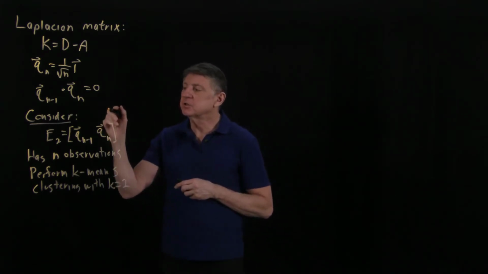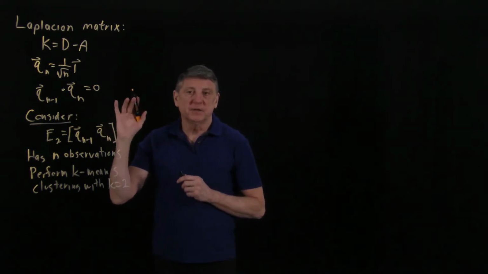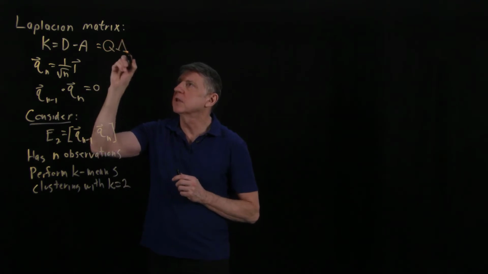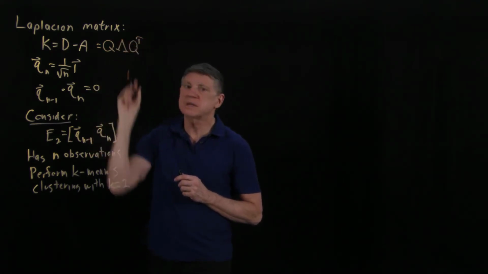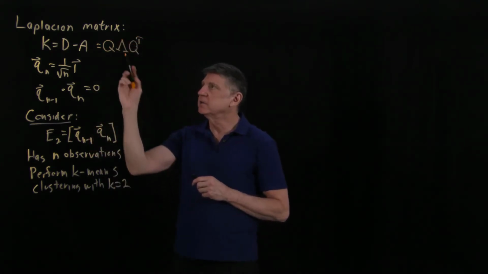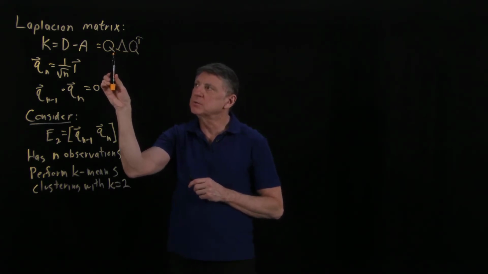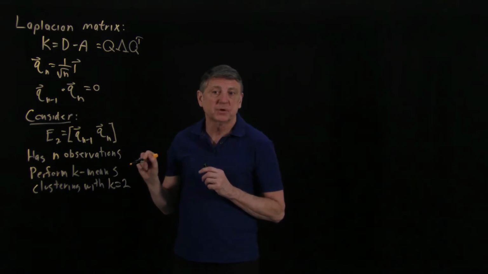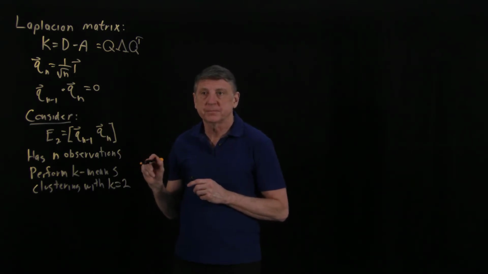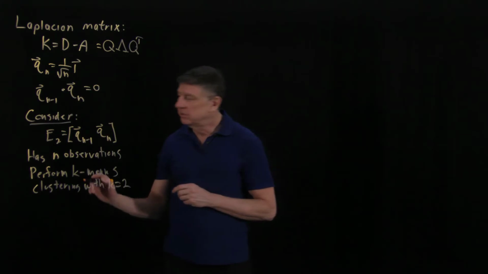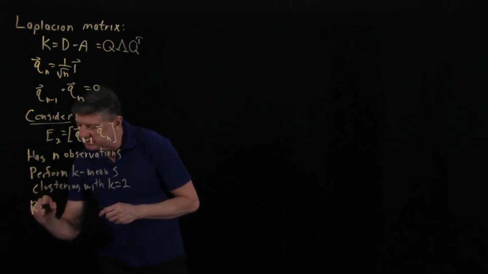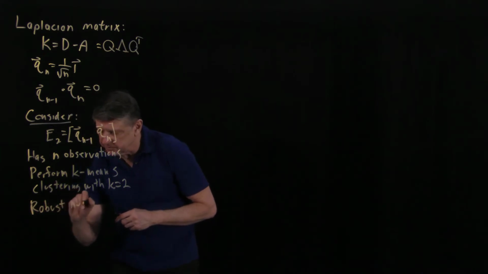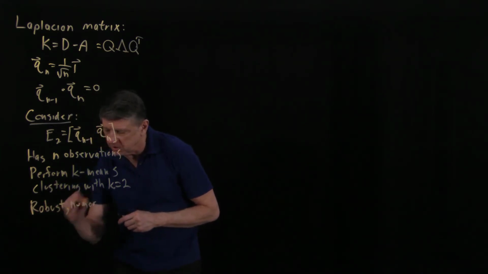Now, strictly speaking, we don't even need to have this, but for notational convenience, I'll say, so what we've done is we've done the spectral decomposition, so that will be Q times lambda times Q transpose, and we've taken the last two columns of this, and now we're going to treat it as though it's a data matrix, and we can perform k-means clustering. So this will be robust, numerically robust.